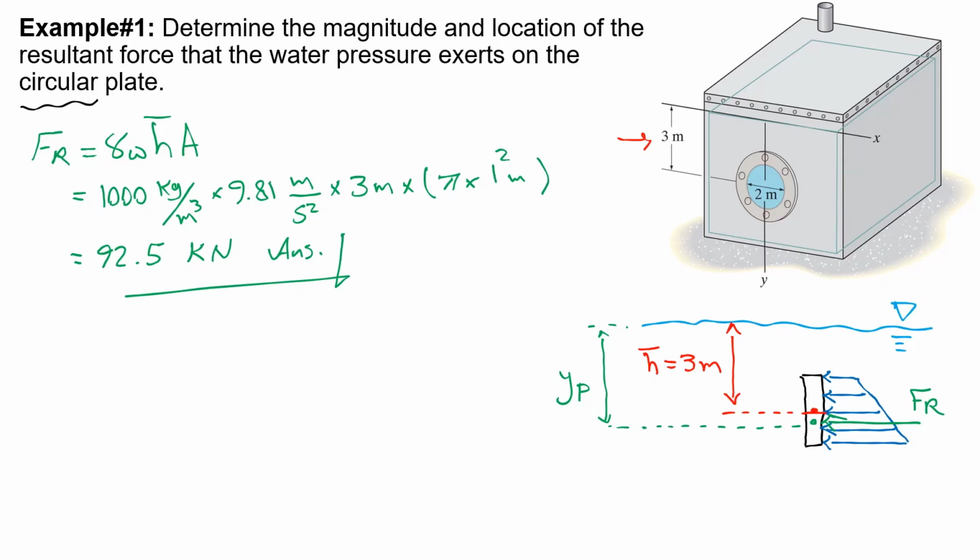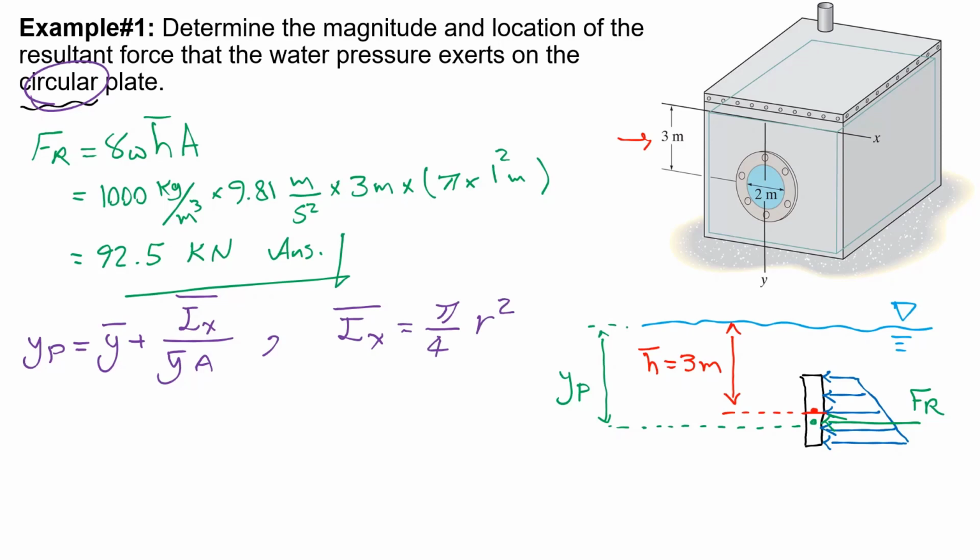Now, I have the force. The only thing that I need to find out is yp, the location of the force. And the location of the force, if I change the color of the pen, yp based on the formula is y bar plus ix bar, and remember ix bar should be for a circular plate here, divided by y bar times A. Now, ix bar, if you take a look at figure A1 of your book or the slide that I presented, ix bar for a circular plate is equal to this, pi over 4 times radius to the power 4.